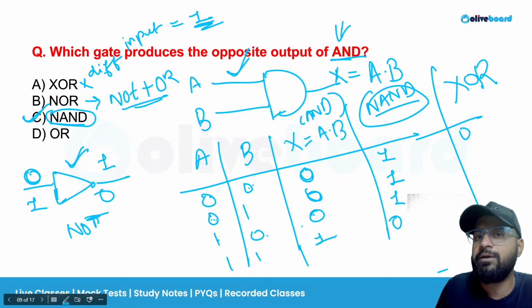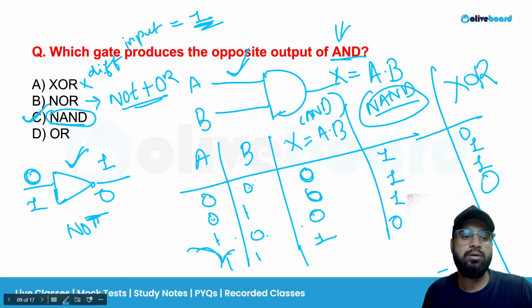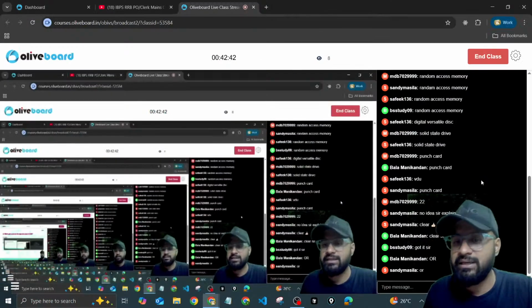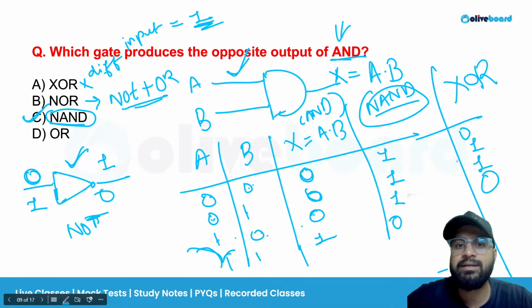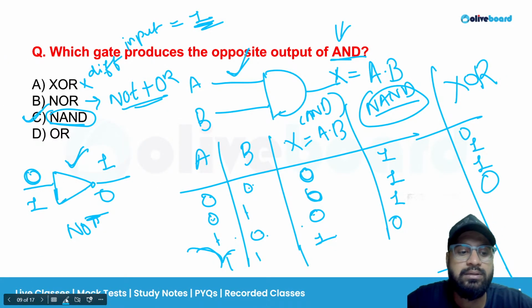If we have different inputs, 0 and 1, or 1 and 0, both are different inputs here. A is 0, B is 1. A is 1, B is 0. So it will give 1 and 1 for these. If we have the same inputs like 1 and 1, it will give 0. This is XOR. Okay, is it clear, students? I hope that clears your doubt related to this.